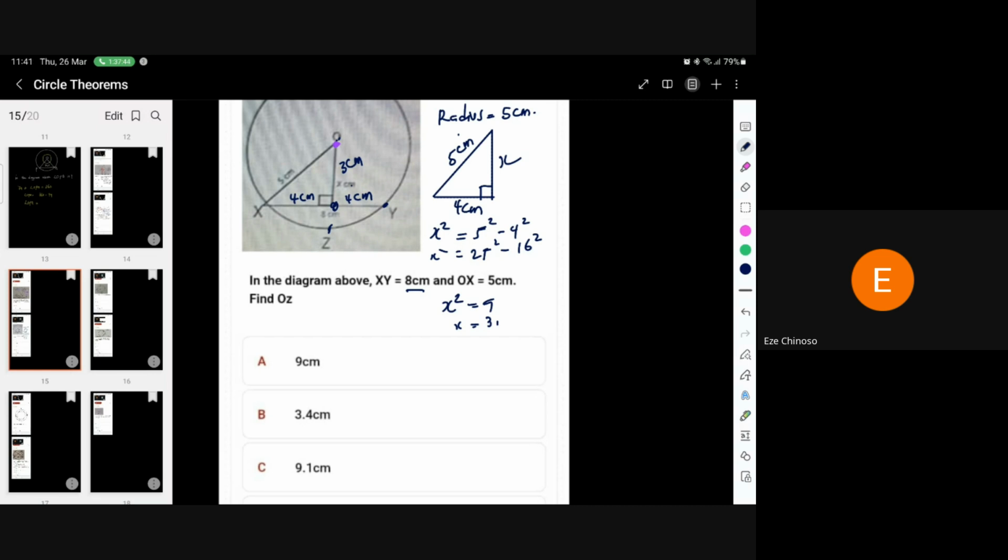Do you get? So there's a problem with that particular question. If they're asking for OZ, OZ is the radius now. Yes, OZ is the radius. So let me go to the next place.